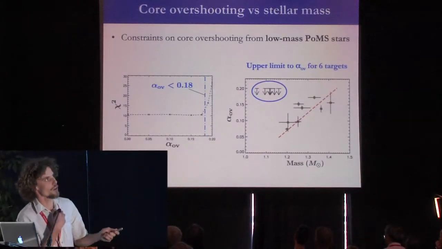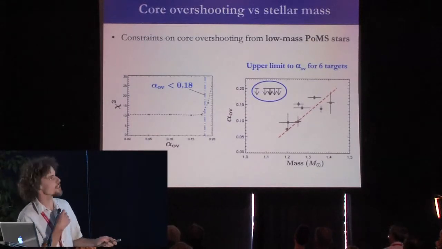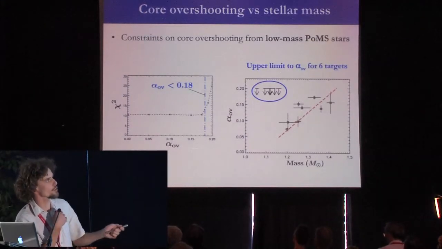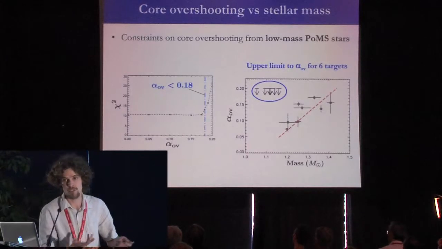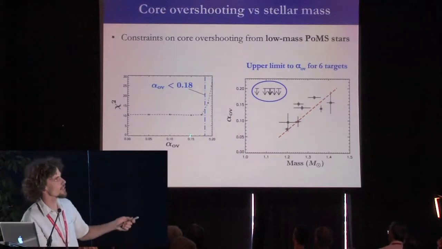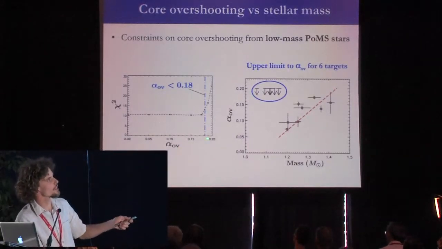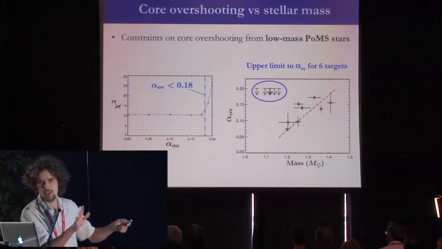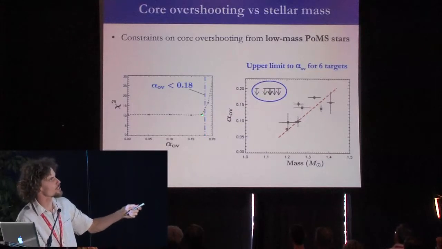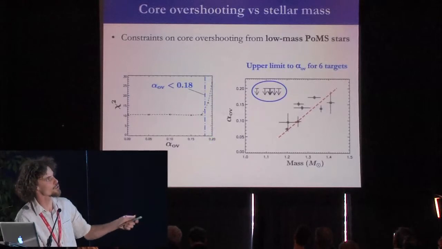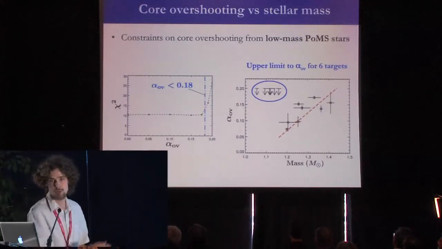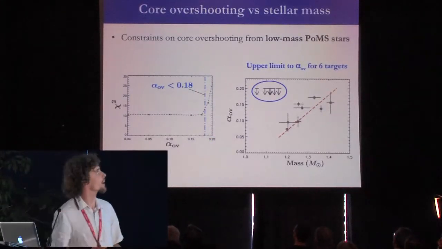So for all the targets that are in the post-main sequence, I tried to check what happens if I increase the amount of overshooting, at which point the star jumps to the main sequence. And for six of the targets, this limit is below 0.2. For the six targets where I could do this, the limit is below 0.2. So you see the chi-square here. These models around 0.2 are in post-main sequence, and they're excluded. The chi-square jumps very high.